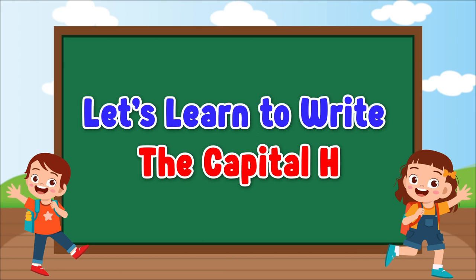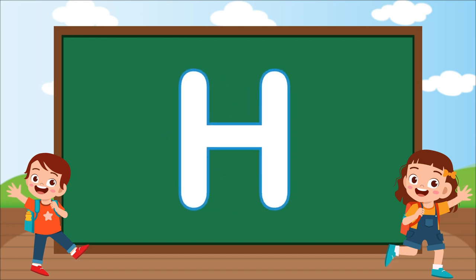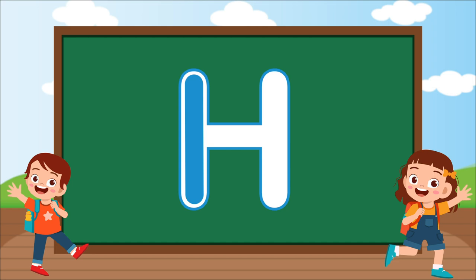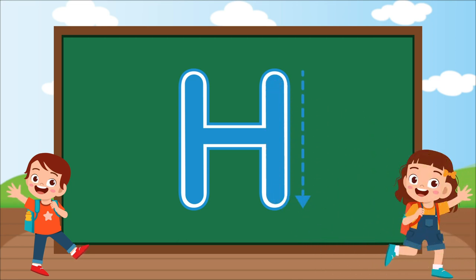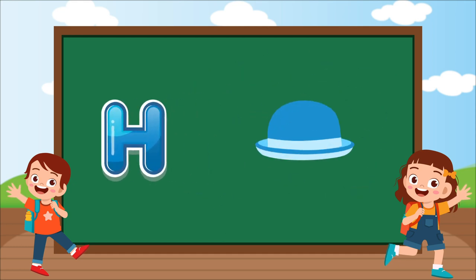Let's learn to write the capital H. First, we will draw a standing line. And then go back halfway and draw a sleeping line. In the end, we will again draw a sleeping line. H is for hat.